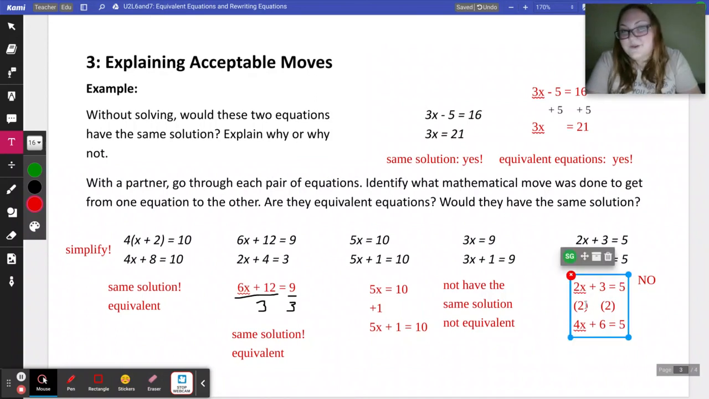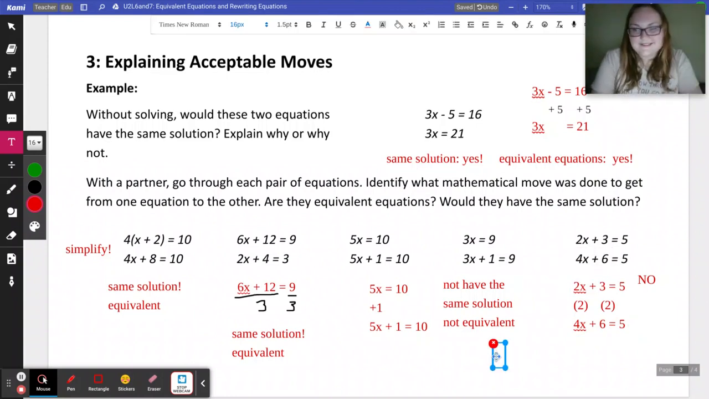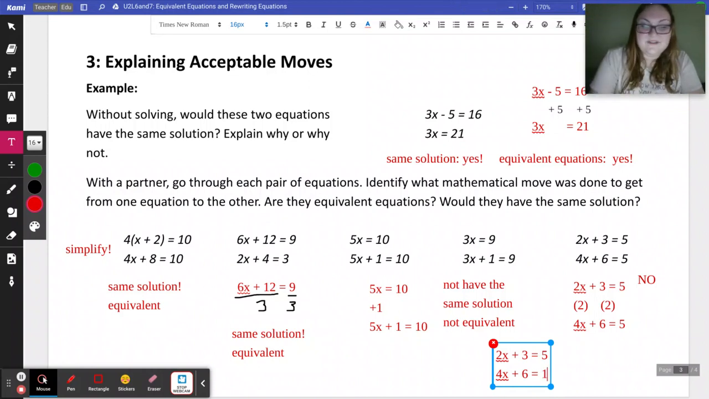Now, there is a way for you to multiply by 2 and get an equivalent equation. If I want to multiply by 2 on that left side, I also have to multiply by 2 on the right side. So I could say 2x plus 3 equals 5 is equivalent to the equation 4x plus 6 equals, I got to multiply the 5 as well. 5 times 2 gives me 10. Now that set there, that is a pair of equivalent equations. If you solve both of those equations, they'd have the same solution for x. X would be 1 for both of them. And because they have the same solution, they are equivalent equations.